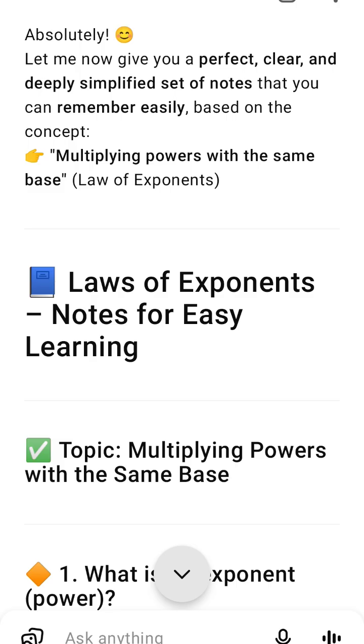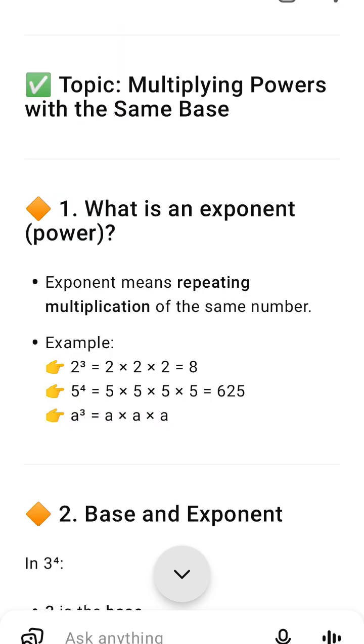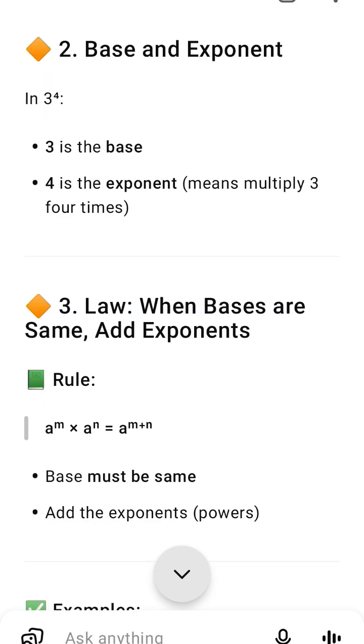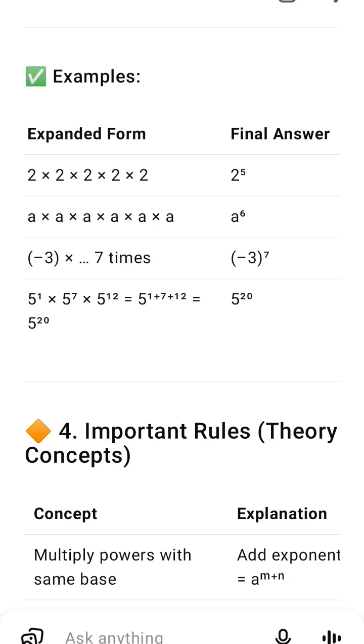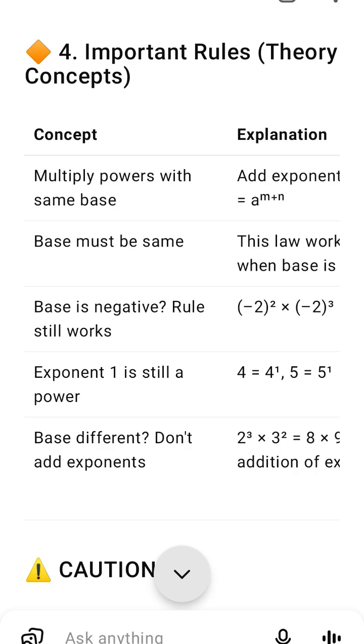4. Important rules, theory concepts. Multiply powers with the same base: add exponents. a to the m times a to the n equals a to the m plus n. Base must be the same. This law works only when the base is the same. If the base is negative, the rule still works. Exponent 1 is still a power.